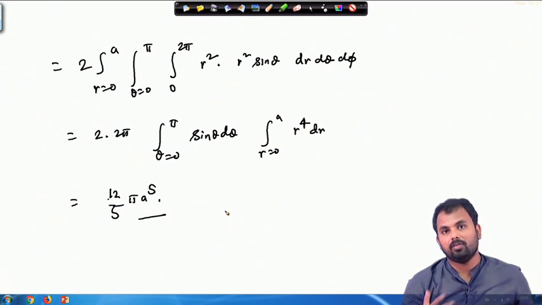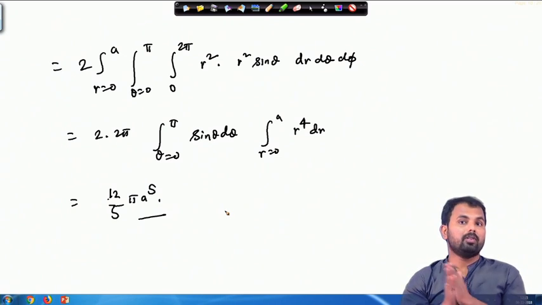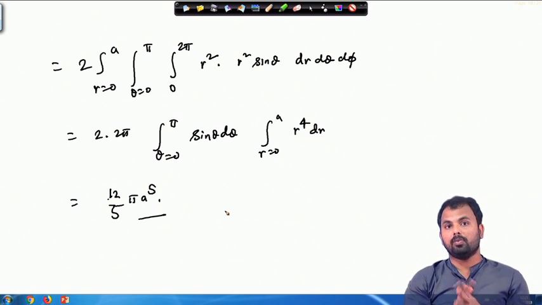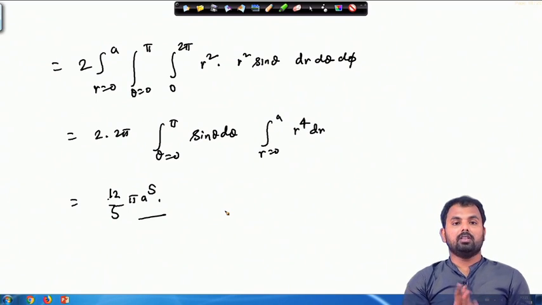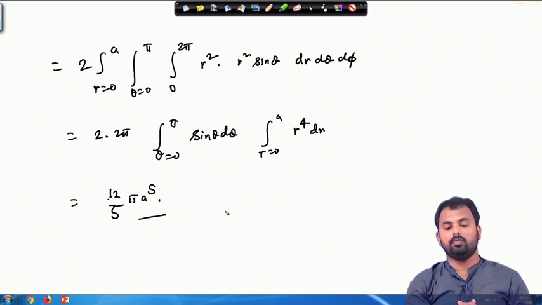The Gauss divergence theorem is proven to be a very important tool in integral calculus, and we will also see in vector calculus how, with the help of Gauss divergence theorem, we can reduce a surface integral to a volume integral, more from the vector calculus point of view.